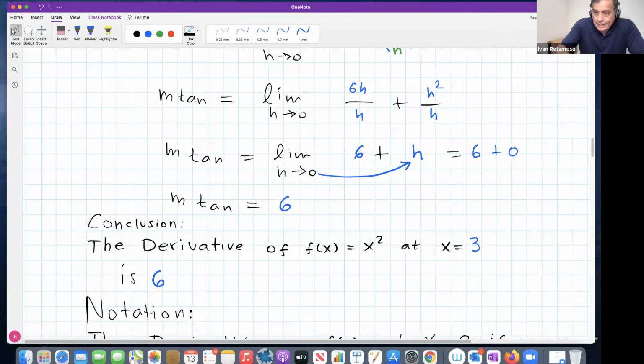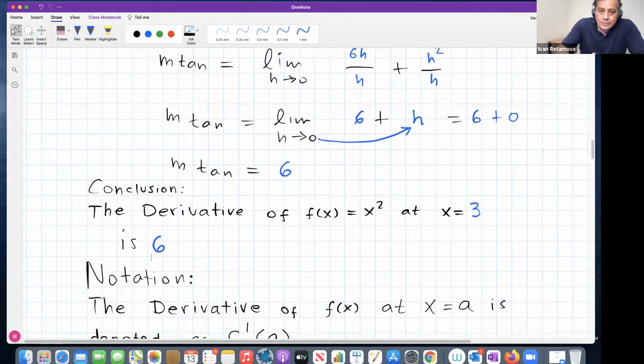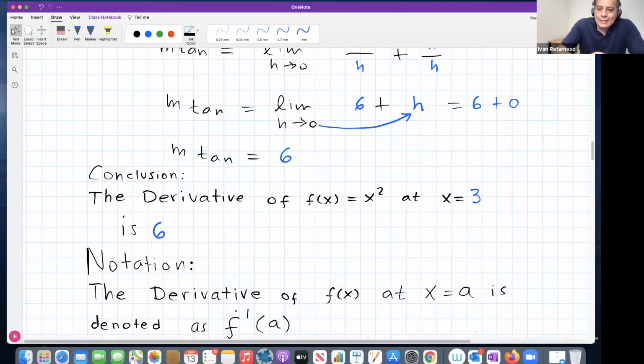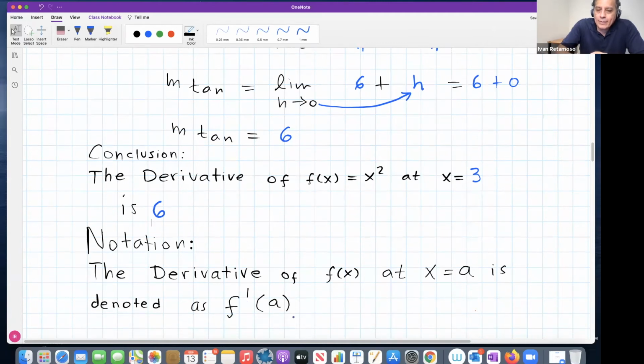Now, some notation here. Mathematicians will say that the derivative of f of x at x equal a is denoted as f prime of a. This is how you read this. F prime of a. This symbol here is the prime symbol. Try to get used to it. We're going to use this symbol a lot.